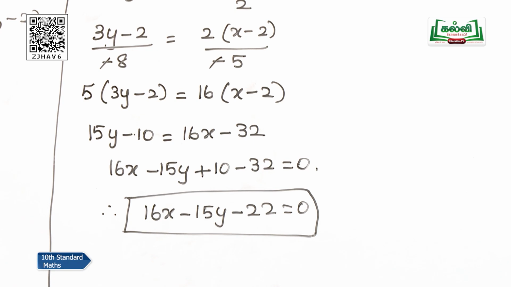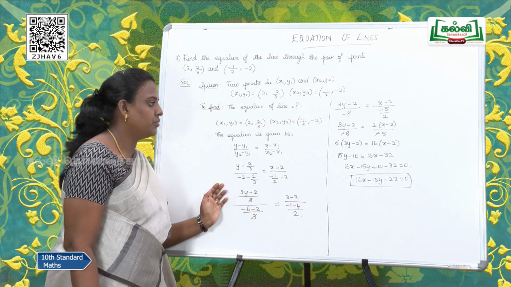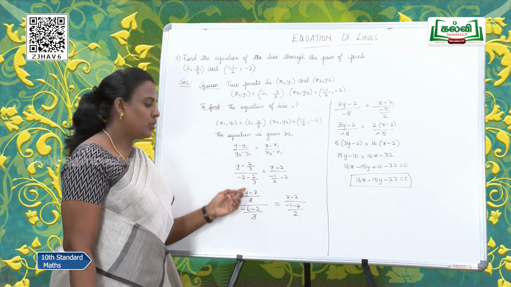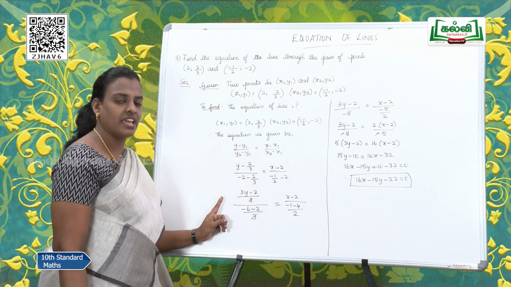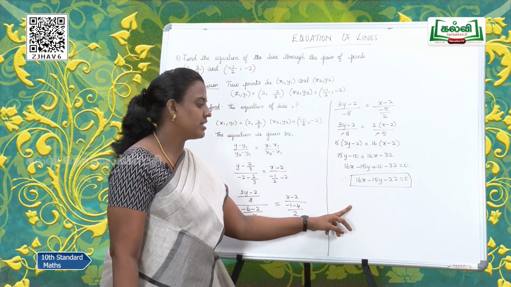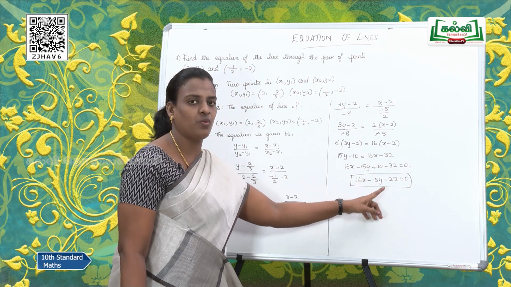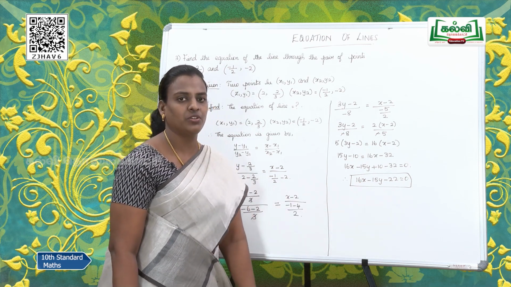Okay, children, it is a very simple question. Just direct substitution in the formula. You just substitute it directly in the formula. Because it is a fractional number, you are taking the LCM and cancelling it off and simplify, and you get the final answer as equation of the line is equal to 16x minus 15y minus 22 is equal to 0.